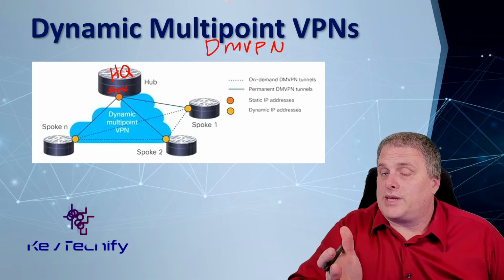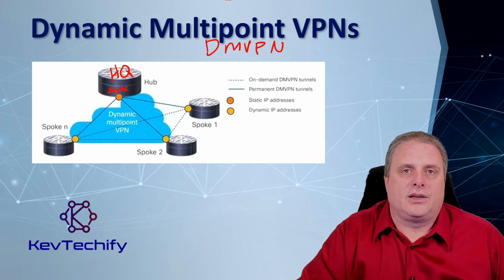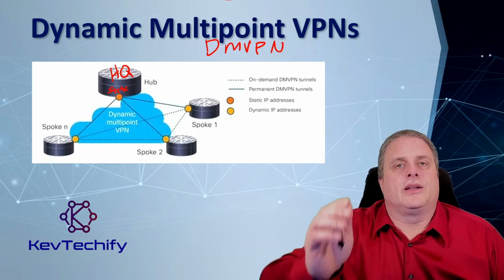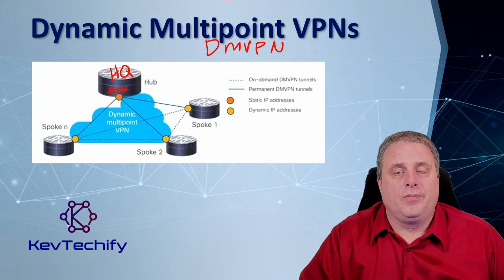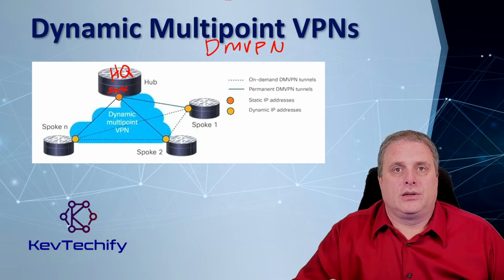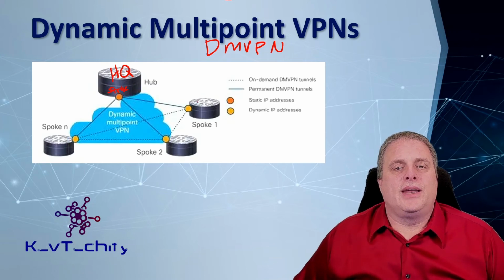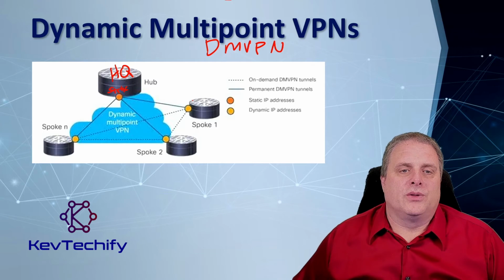Now, why is that nice? Because that way you don't have to go out and lease an IP from your service provider. You can just get an IP address from their DHCP pool. You don't have to pay extra for it. And if that address changes, no big deal. And what happens here is this spoke connects into the static IP. So this is dynamic here. So this is a DHCP address.